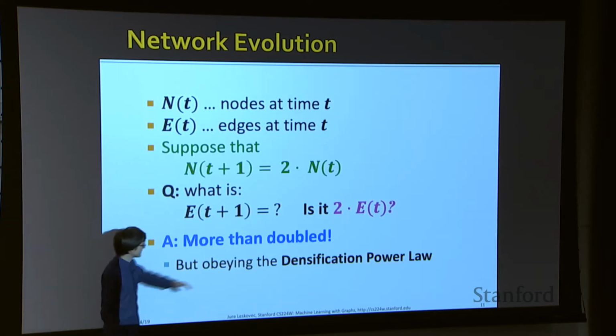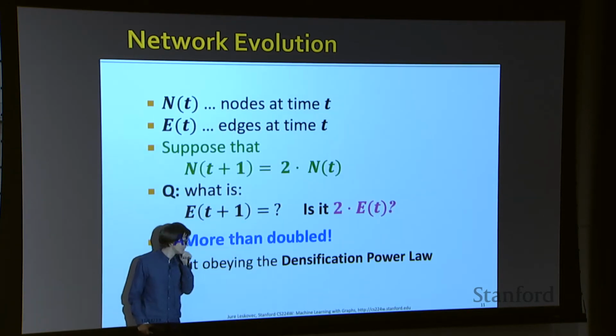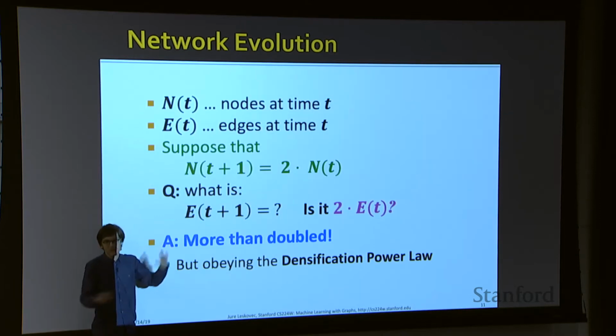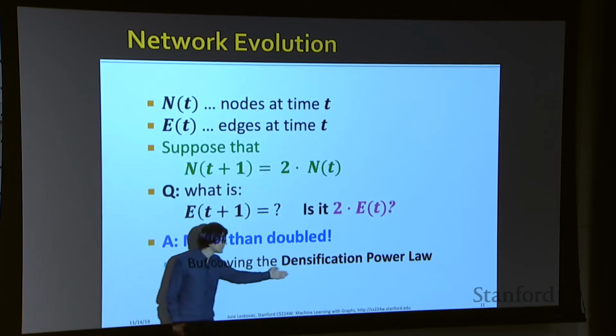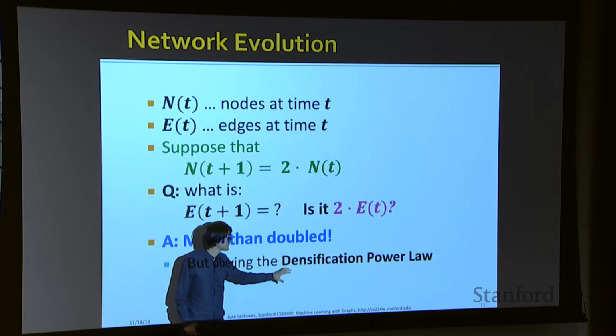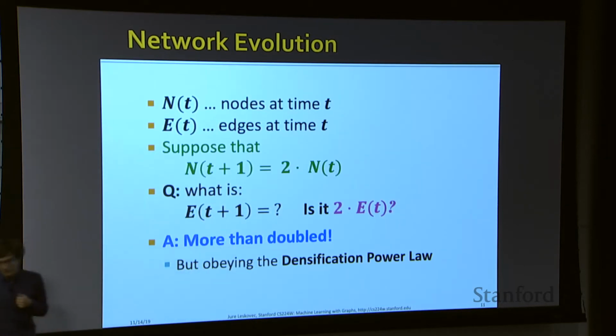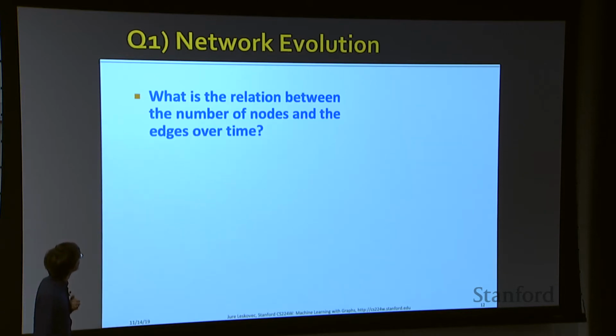And you were in some sense right, because it more than doubles, it turns out. And it doesn't just kind of more than double and that's it, but it follows a very specific relationship, something that is called the densification power law. So let me explain how you can now do this, right? So the question is, what is the relation between the number of nodes and the number of edges over time?